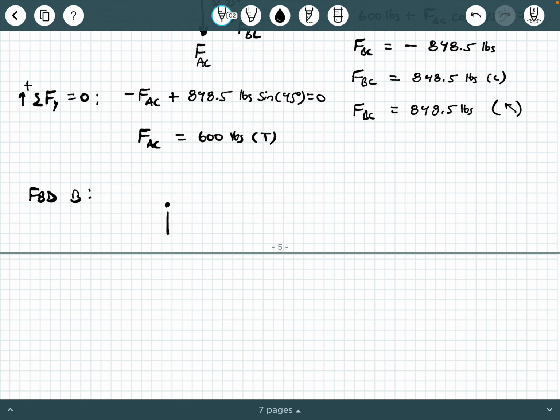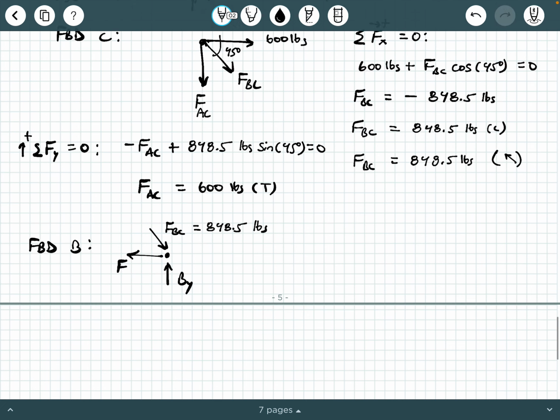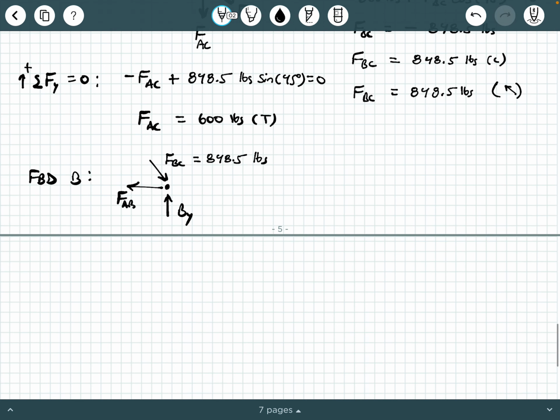Here we're going to draw BY, which we technically don't know yet. We do know FBC, so FBC is 848.5 pounds. What we don't know is FAB, and we know that this is at 45 degrees. Remember, FBC was in compression, so when we're looking at joint B, that's why it's pointing at the joint. It's equal magnitude, opposite direction from the free body diagram we saw earlier.